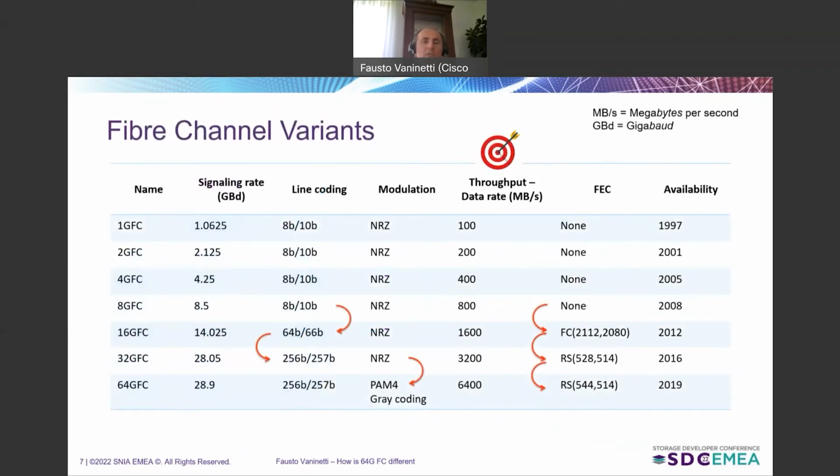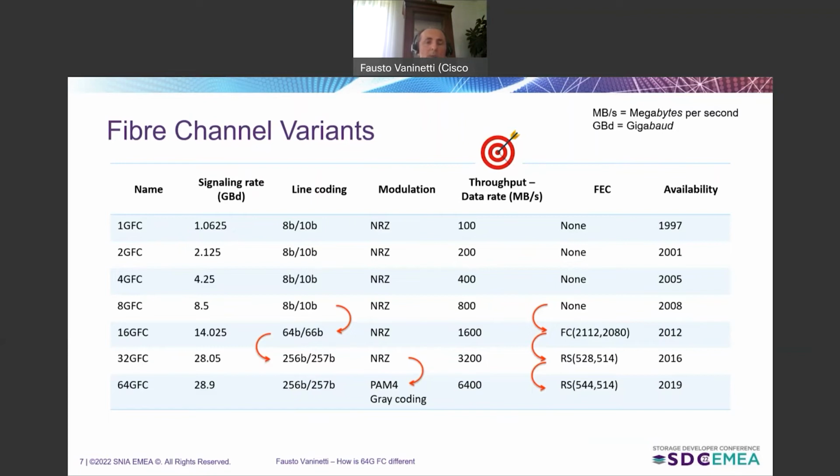On this table, I try to summarize the changes that happened when we moved from the original 1 gig Fibre Channel implementation up to the 64 gig Fibre Channel implementation. And the goal for Fibre Channel has always been the same. For every 1 gig of signaling rate, we want to deliver 100 megabytes of throughput. And every time we double the speed, we want to double the throughput.